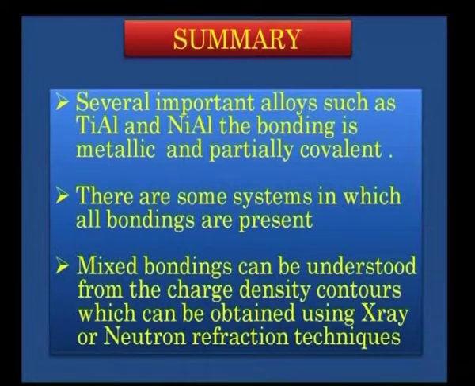Then several important alloys: the aerospace industry makes use of nickel aluminide blades and titanium blades. Now, these materials have metallic bonding, and apart from that there is also ionic bonding nature. A very important thing, partially covalent, metallic and so on. The covalency comes again from the electronegativity difference. There are some systems in which all bondings are present. I will come to that later. Mixed bondings can be understood from X-ray diffraction or neutron diffraction.